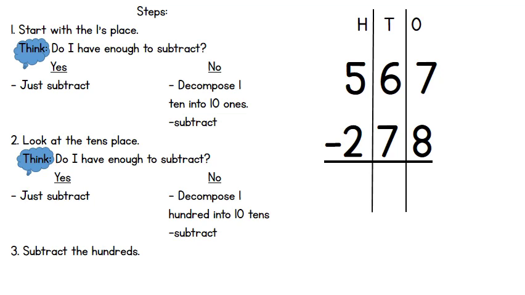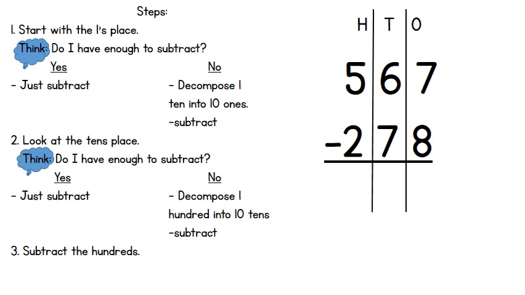My first step is to start with the ones place. I have to think, do I have enough to subtract? Remember the poem, more on top, no need to stop, more on the floor, go next door, get 10 more. If the numbers are the same, then zero's the game.